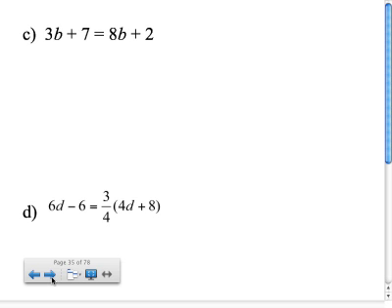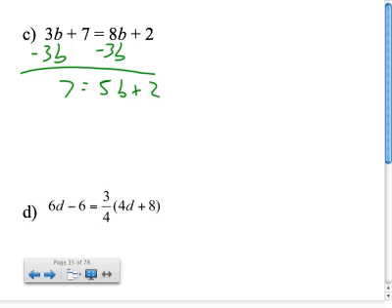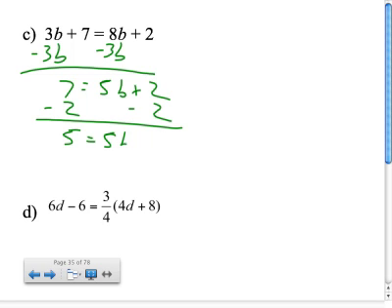Some more examples here, so I'm going to fly through these. I'm not going to say quickly, but at a little bit faster pace. So this is pretty basic, right? Subtract your 3b from both sides. So we get 7 equals 5b plus 2. Subtract the constant, so I get 5 equals 5b. Divide both sides by 5. That tells me that b is equal to 1.